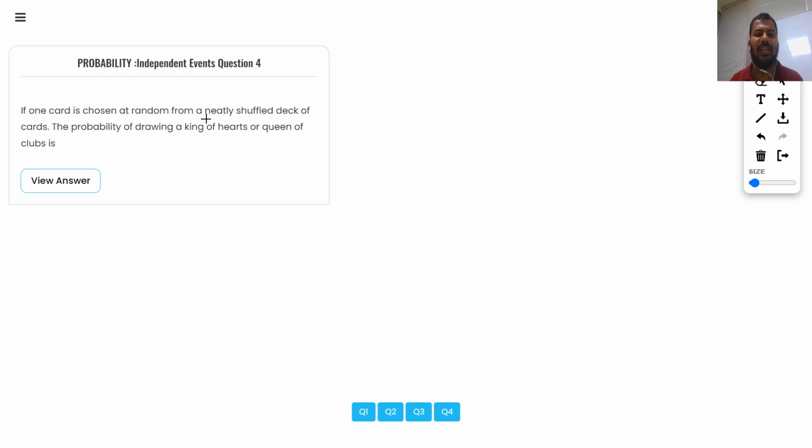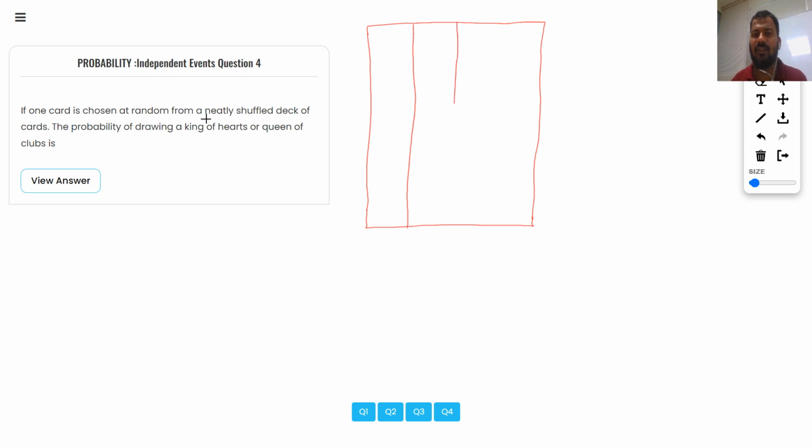If one card is chosen at random from a neatly shuffled deck of cards, the probability of drawing a king of hearts or queen of club is. Let me explain the deck of cards here. In one deck, you're going to have 52 cards, and that deck is being divided into 4 segments: 1, 2, 3, and 4.